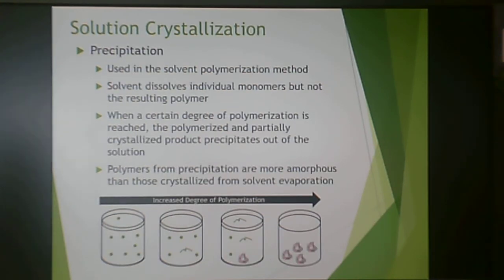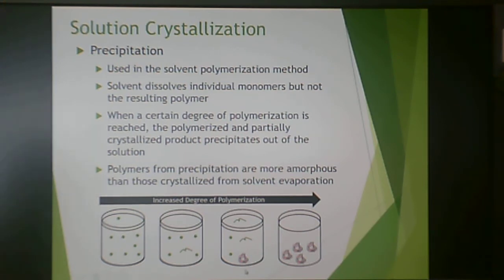You can also get solution crystallization through precipitation. And so you use a solvent polymerization method. The solvent dissolves the individual monomers, but not the resulting polymer. And when you reach a certain degree of polymerization, as the monomer is building into polymer, the polymer falls out of solution, or precipitates, in its semicrystalline form. But polymers that you get by precipitation tend to be more amorphous than those that are crystallized through solvent evaporation. So they reach a certain molecular weight and then they crash out of solution.